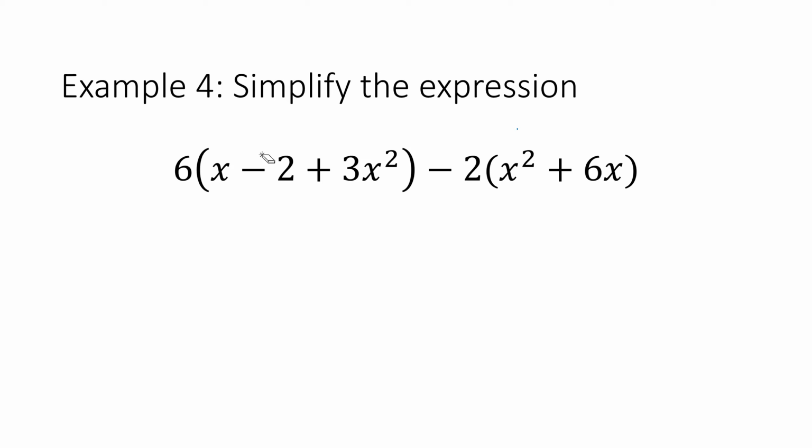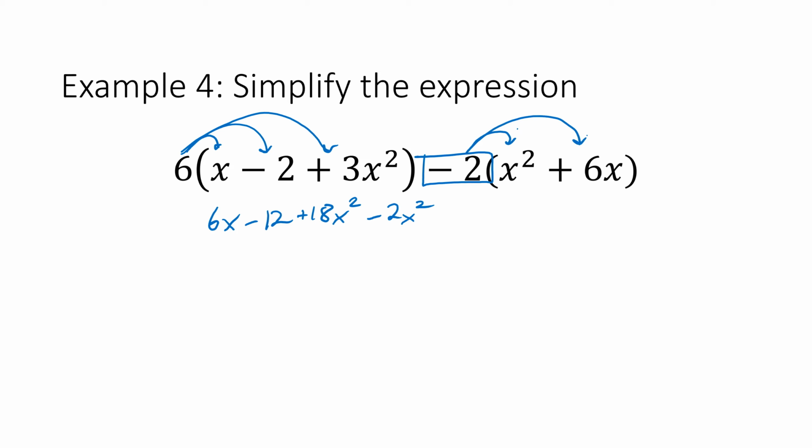So we're going to free them by using distribution, which is another one of my favorite properties. Everybody loves distribution. It's easy. It's fun. I need to multiply 6 times everything in the parentheses. So 6 times x is 6x. 6 times -2 is -12, and 6 times 3x is positive 18x squared. Let's do the same for the other parentheses. Make sure that you're distributing in the -2, not just +2. -2 times x squared is -2x squared, and -2 times 6x is -12x.